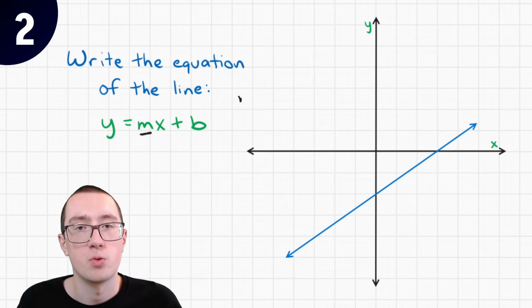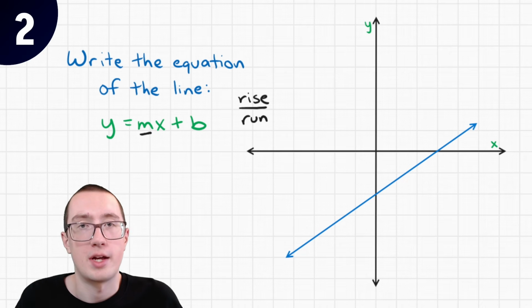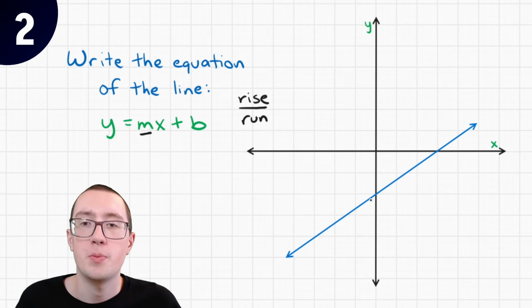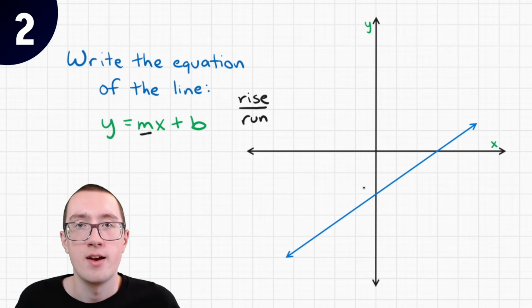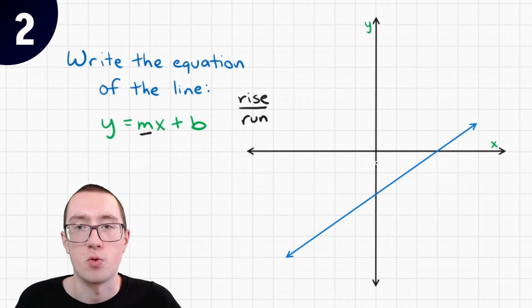Slope is equal to rise over run. But what do rise and run actually mean? Well, we just need to pick out 2 points on this line, and then we have to figure out how much it needs to rise and run to get from the first point to the second point.